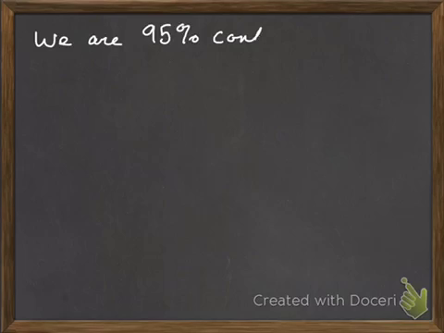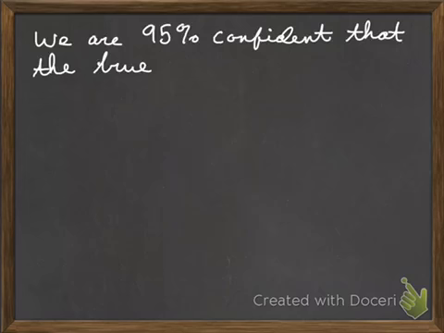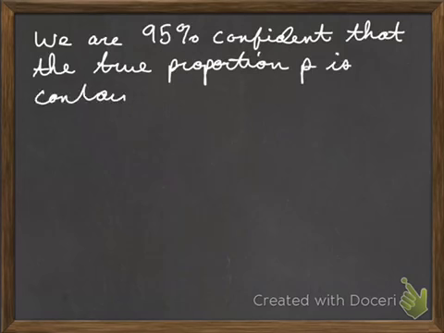So we are 95% confident that the true value of P, the population proportion, is contained in the interval that we calculated.